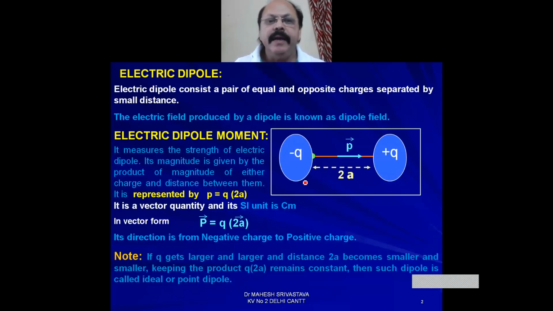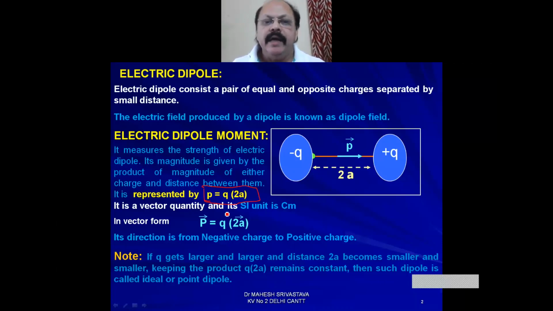It is represented by the letter P, then it becomes P equal to Q into 2A. Q is the magnitude of either charge and 2A is the distance between them. The distance 2A we take for a specific purpose, because in the case of an electric dipole all the distances are measured from the center, so the calculation becomes easy.